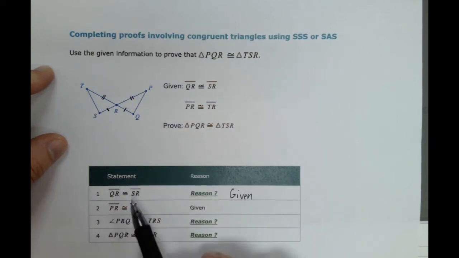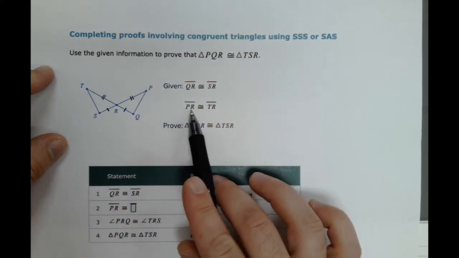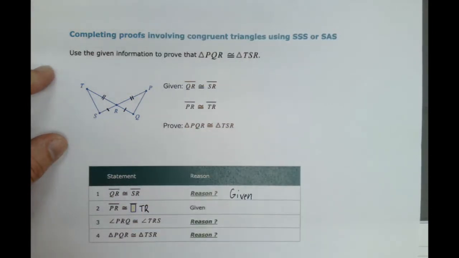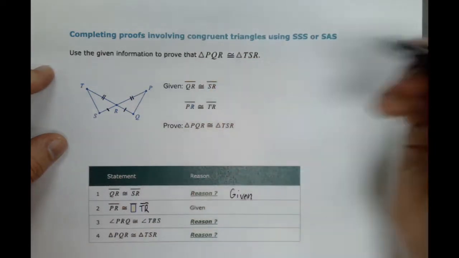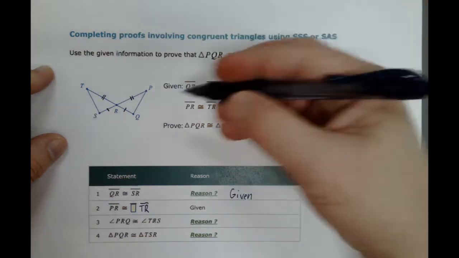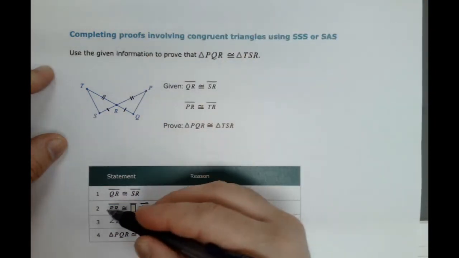So we know PR is congruent to something, so we look up here. PR is congruent to TR. And it's usually safest to just list those in the same order. So just do the exact same order they had when you wrote it out here. Okay, and that's it for our givens. So now I have two congruent statements, right? I have line 1 and line 2.